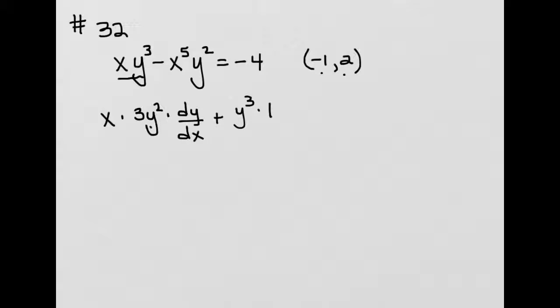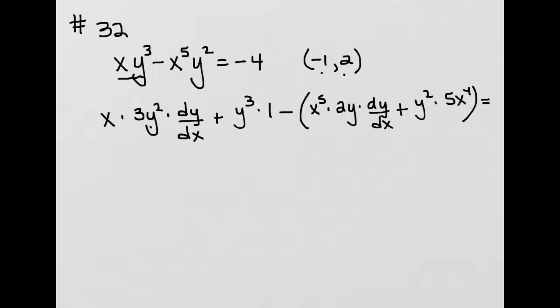Now let's go to the next term. So we have minus, and I'm going to put all this in parentheses, and then I'll distribute the negative at the end. So we have x to the fifth as the first, times the derivative of the second, which is 2y dy/dx, plus the second, y squared, times the derivative of the first, which is 5x to the 4. And that's done. Equals 0, because you have a constant on the other side.